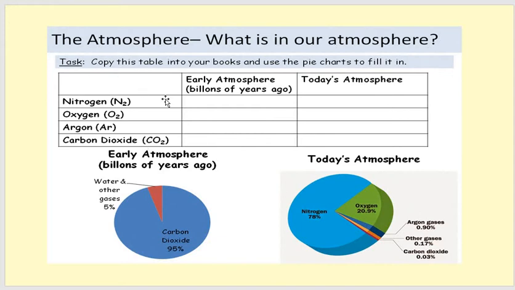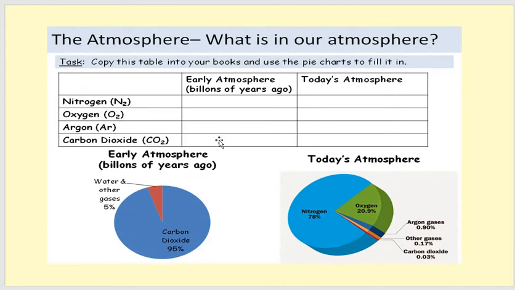So you're going to want 1, 2, 3 columns, and you're going to have the 3 different gases down the side here. Nitrogen, which is an element, but it's in double molecules, so it's 2 atoms of nitrogen joined together. Oxygen, which is an element, but it's in a double molecule. Argon, which is an element, but it's only a single molecule. And carbon dioxide, which is also a gas, but it is a compound. It's got carbon and oxygen.